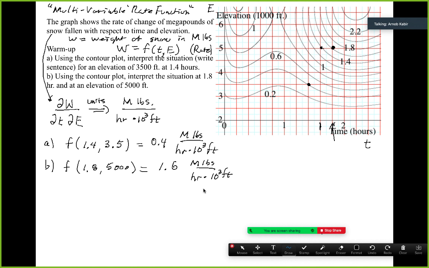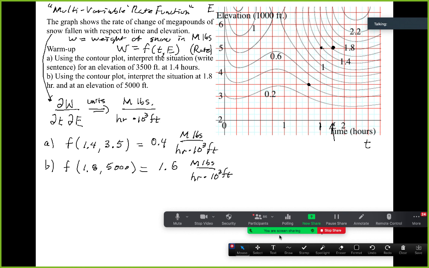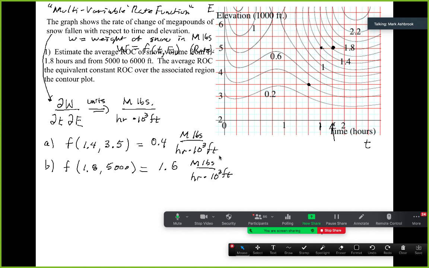What do we need to calculate a change in weight with our rate of change? In this case, time and elevation, right? So what we're going to need now is a combined change of both time and elevation. And with a change in time and a change in elevation, we can use the rate of change to find the corresponding change in snow weight for that time frame and elevation change. So we're about to apply the same thing we learned before, but now with this multivariable rate function.